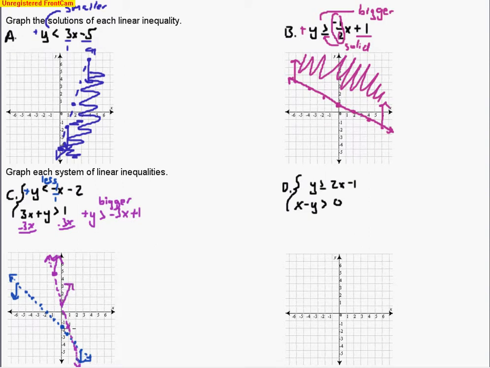So I need to shade in this direction. But I can't shade here because it needs to be below this blue line. So the only area is in this small region down in here, which works for both.